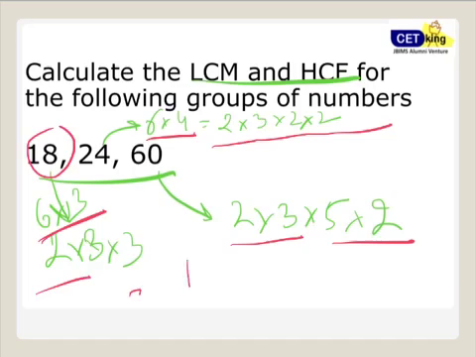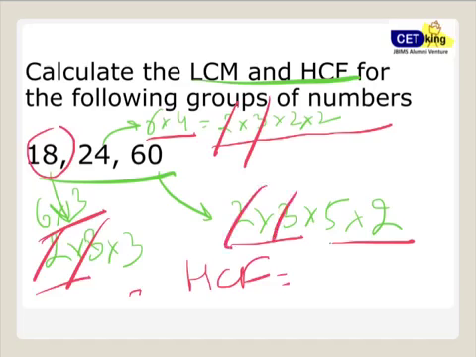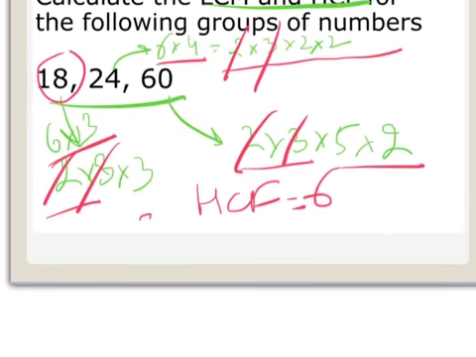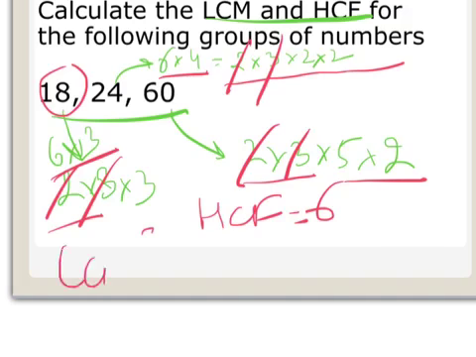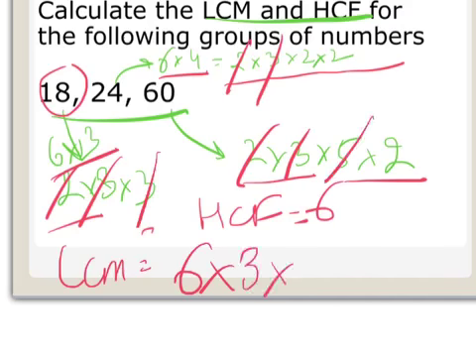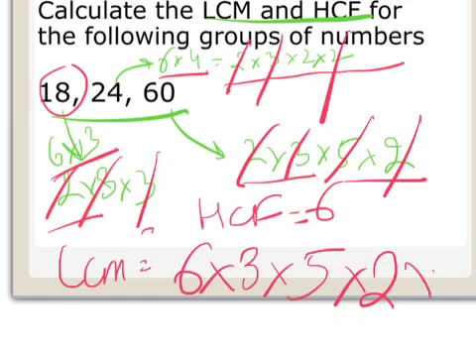So what about HCF? How much is HCF? 6. Common factors are 2, 3 in each. So the common factor is 6. Alright, that was the easy part. What about their LCM? 6 will come for sure. Then the next factor is 3. Next is 5. Next is 2. 2 is here and 2 is also here, so only one 2 will be counted, not two 2s. And the last remaining is one more 2.